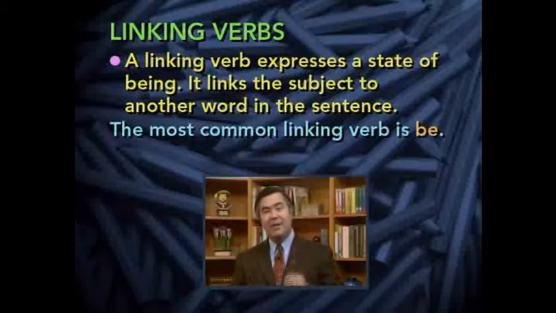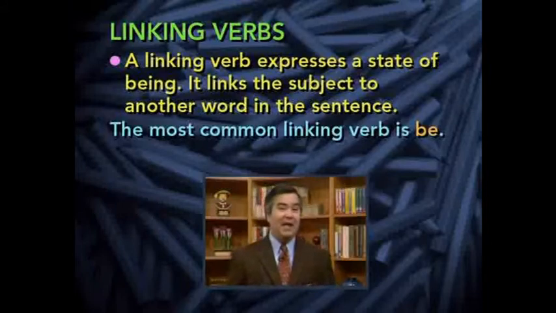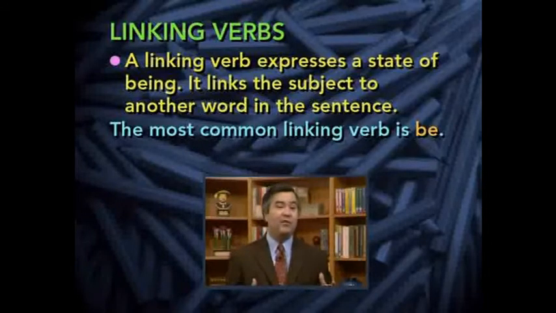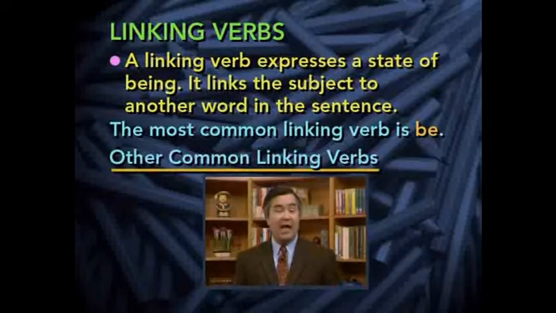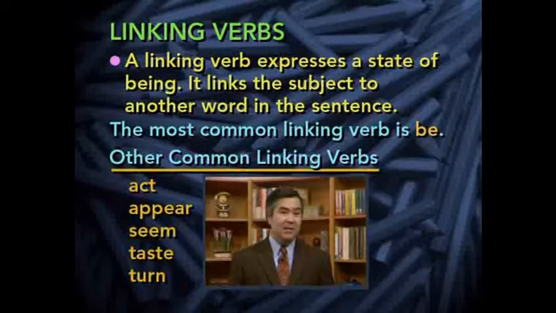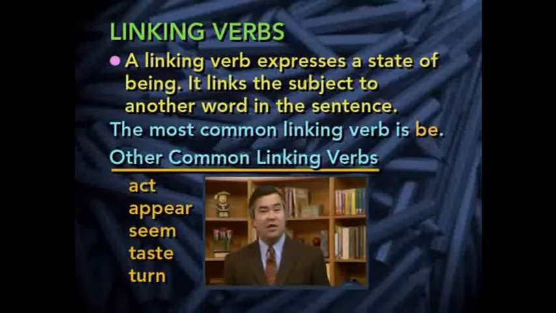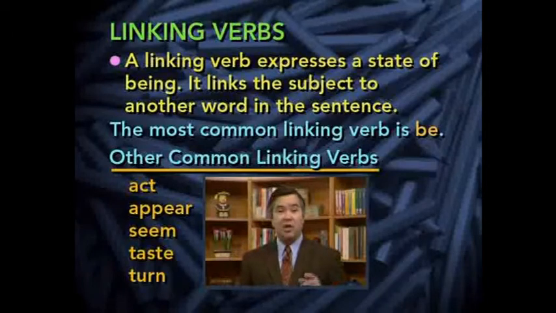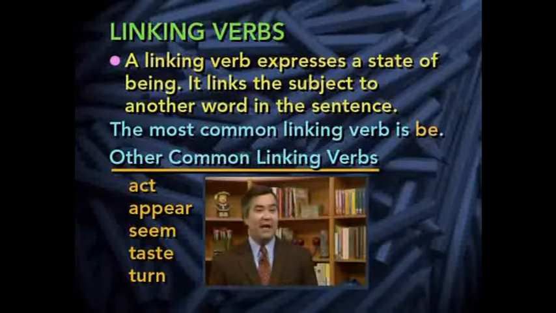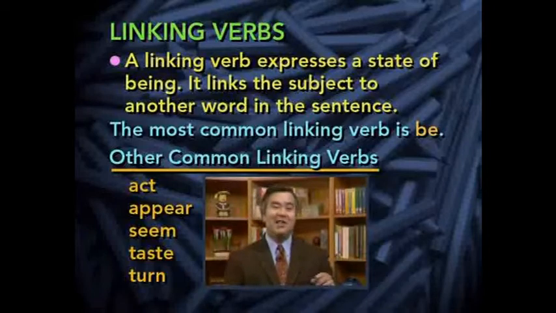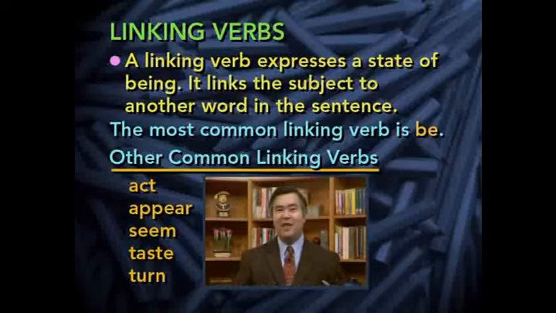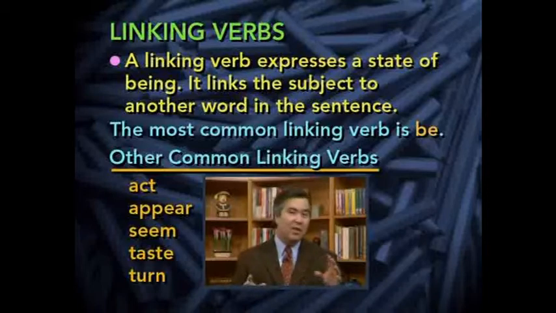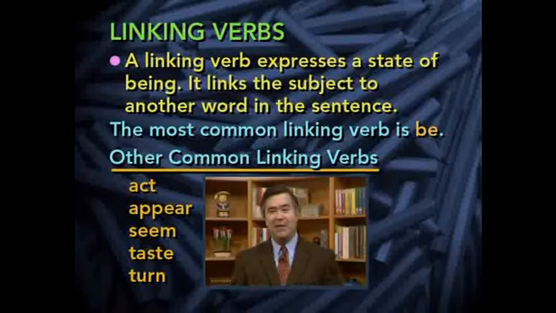The most common linking verb is be, and the word be in many different forms is found in lots of sentences. Some other common linking verbs are act, appear, seem, taste, and turn, and there are quite a few others. You can recognize a linking verb by the fact that what follows the linking verb and the subject of the linking verb are in some way the same. The linking verb is called a linking verb because it links those two things and in some way equates them or tells us that they are one and the same thing.